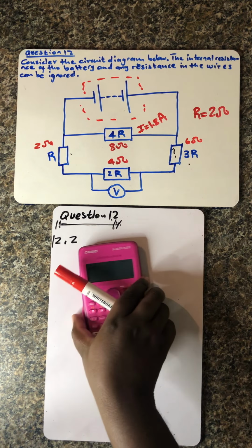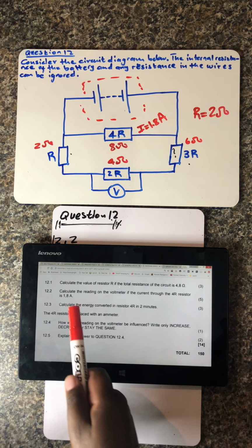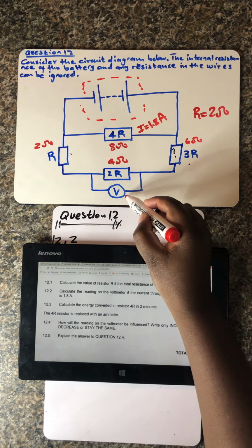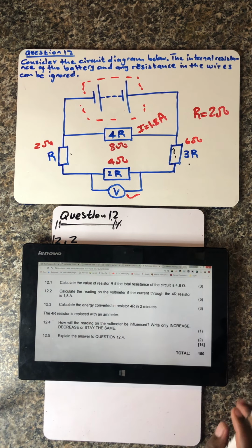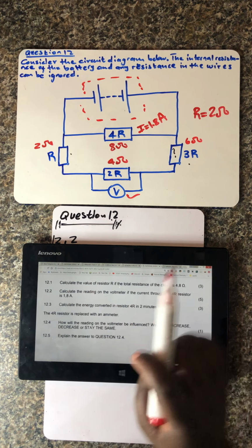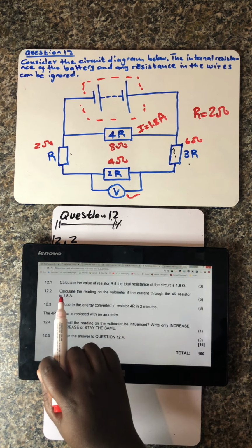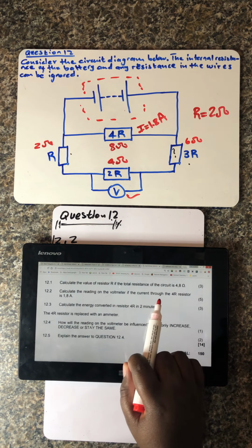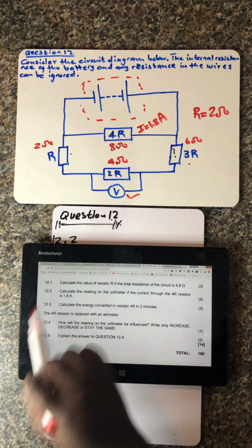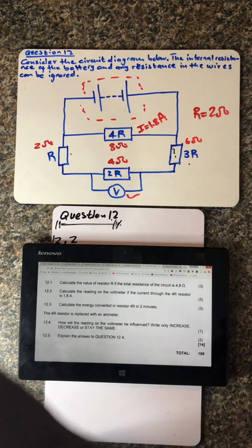Okay, so now check how tricky this question is, guys. This question says, calculate the reading on the voltmeter. Where is the voltmeter? There is the voltmeter. But look at what they do, guys. They're just giving you information which is far from that V. They say, if the current through the 4R resistor is 1.8 amperes. So they want that V, but they talk about the current which is flowing through that side, okay?